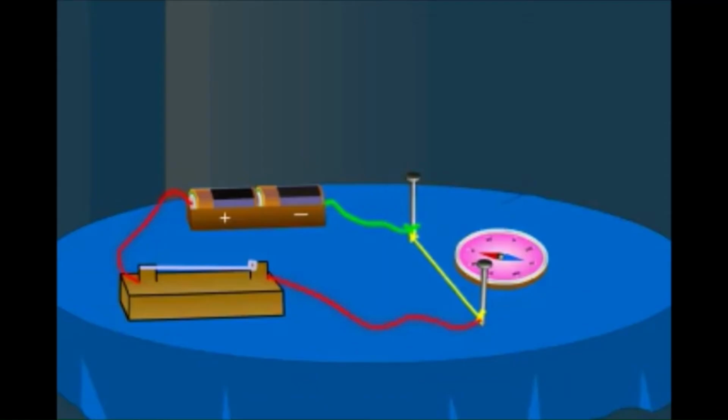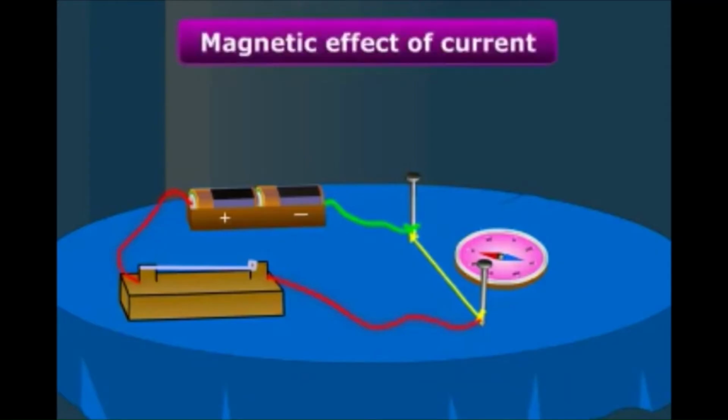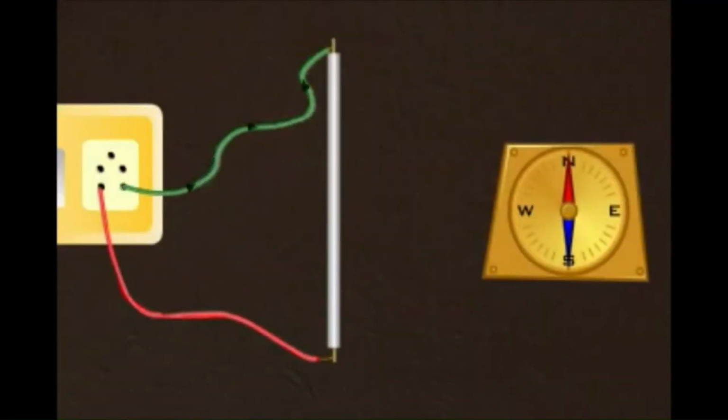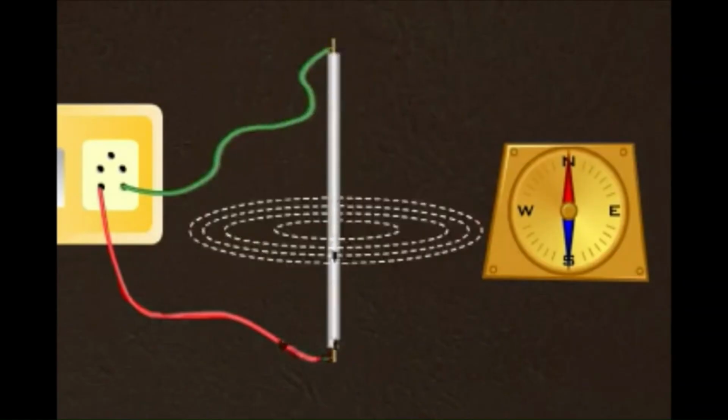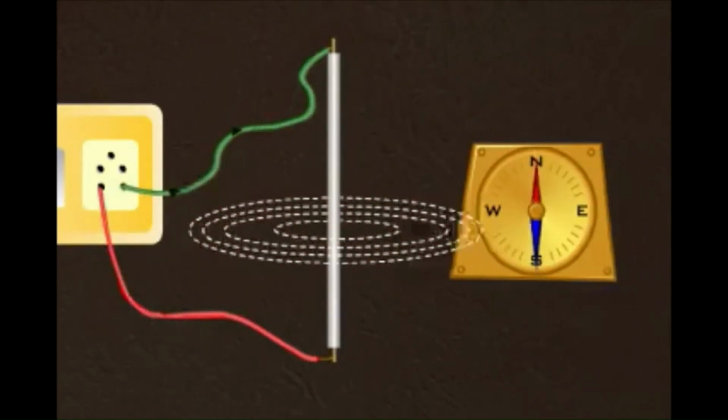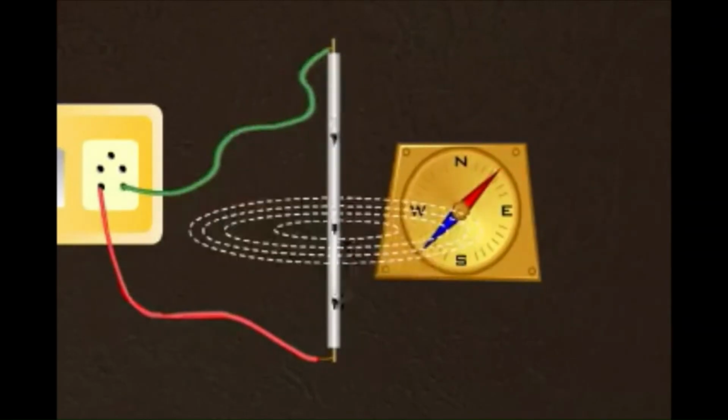And this is the phenomenon that is known as magnetic effect of current. So, when electric current passes through a wire, it actually produces a magnetic field around it. Once it does that, it starts behaving like a magnet. So when you get a compass needle close to it, well, that's why you see that deflection. So that answers our initial question.